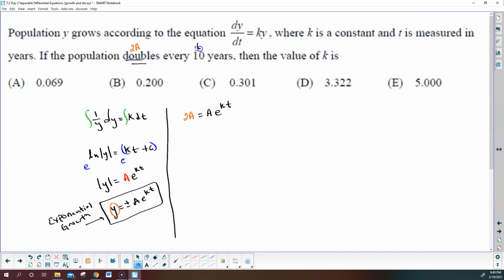But we know that it doubles every 10 years. So actually, instead of putting t here, I'm going to put a 10. Remember, the A's reduce out, and then I'll take the natural log of both sides. I keep flipping that around, but whatever. And then divide by 10.